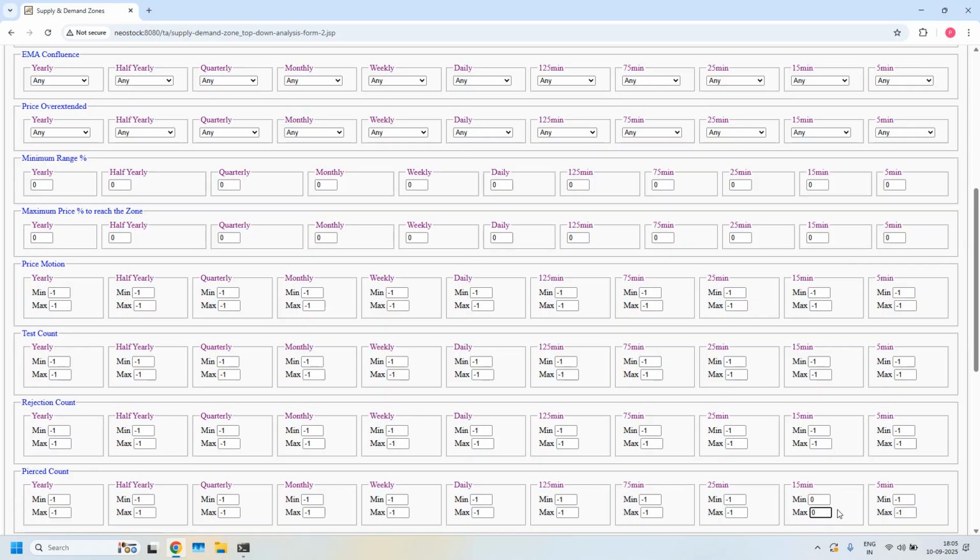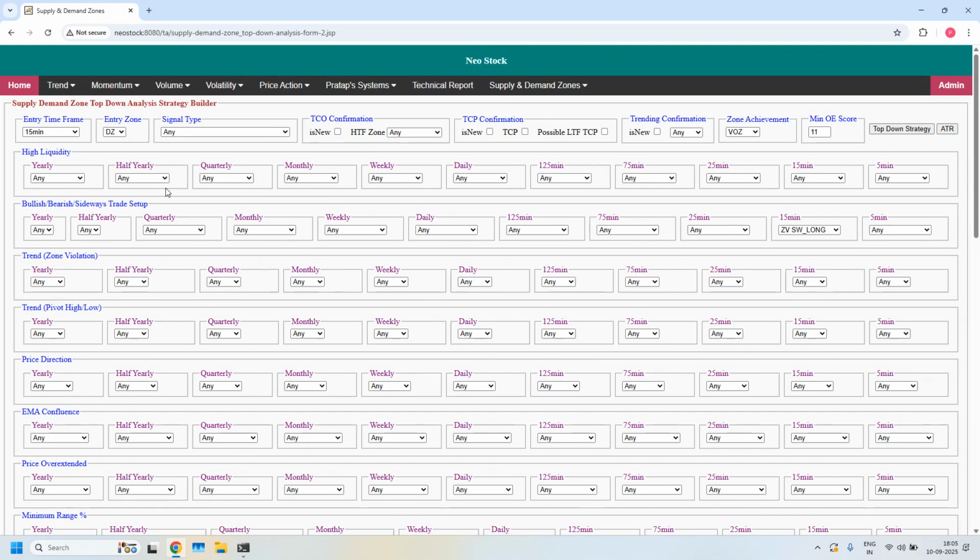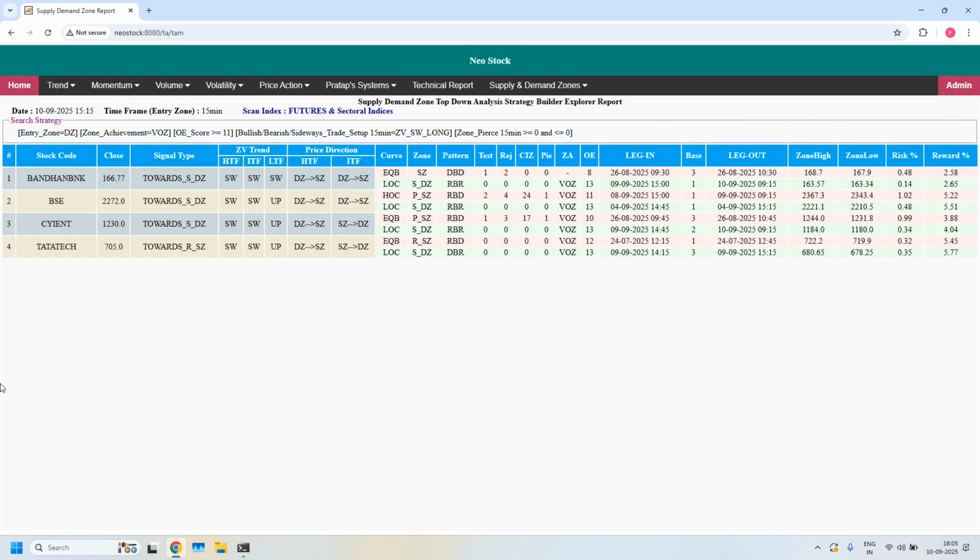That means pierced count should be 0. Pierced count 0 means zone is not pierced. Which zone? The 15 minutes demand zone, what you selected here. So let's filter. We got 4 stocks supporting sideways long trade setup for daily income trade. And entry time frame zones are 15 minutes demand zones.